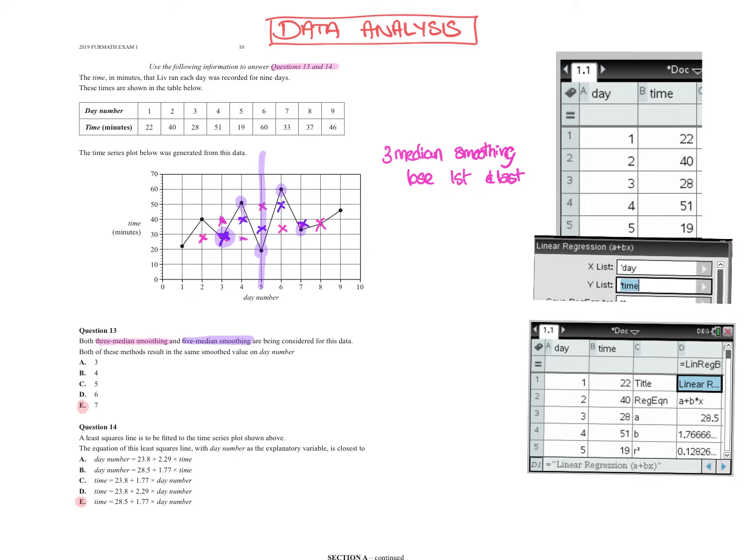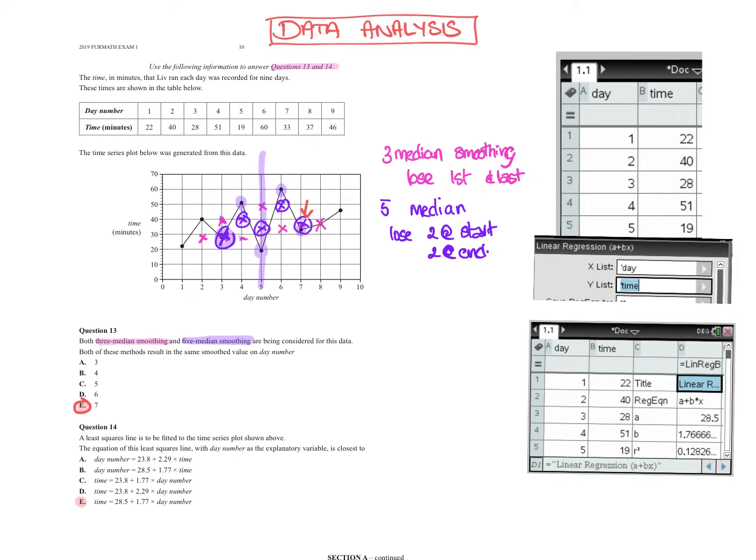Okay, I finished that, and with 5 median, you're going to lose 2 at the start and 2 at the end. So you can see why I've only got 1, 2, 3, 4, 5 crosses, because I've lost 4 out of 10. And when I did that, I saw that day 7 was the one that was the same day. Okay, so let's go on.